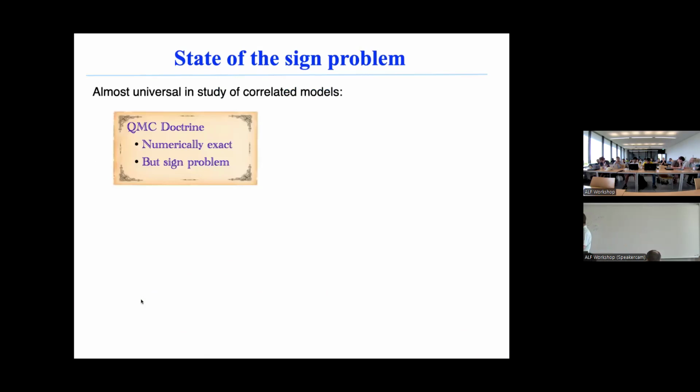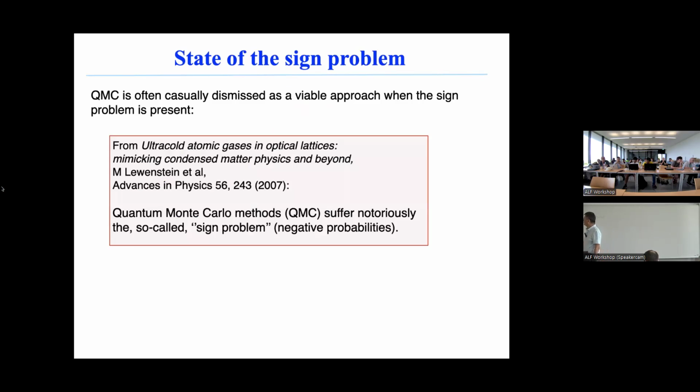You're familiar with the QMC doctrine in terms of dealing with correlated models. It's numerically exact. You run your ALF calculation, you expect to get a numerically exact result for that particular Hamiltonian or physical set of parameters. But there is a sign problem. And because of this, QMC is often fairly casually, I would say too casually, dismissed as a viable approach when the sign problem is present.